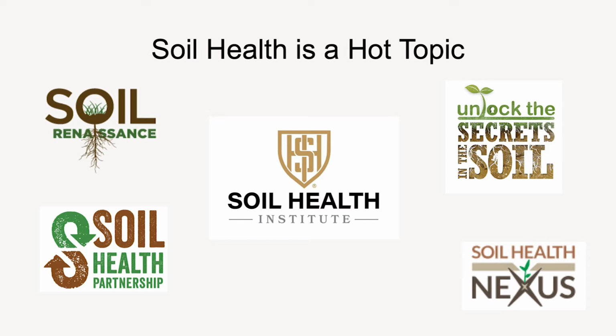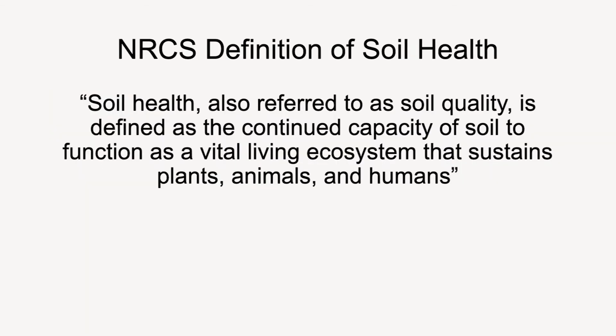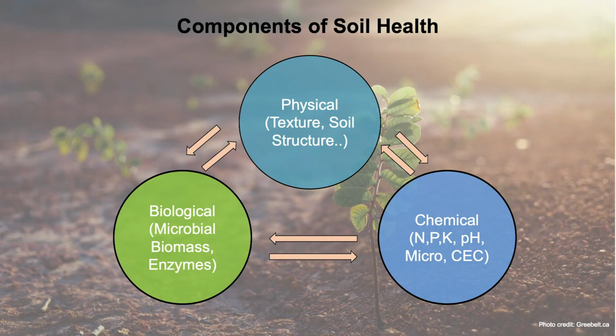If we look at the NRCS definition of soil health, I'm sure you've seen it, but soil quality is defined as the continued capacity of the soil to function as a vital living ecosystem that sustains plants, animals, and humans. So no reference to agriculture, but in general, when I talk about soil health, and when most people talk about soil health, they're referring to production ag, but in the broadest sense, it's just an ecosystem service.